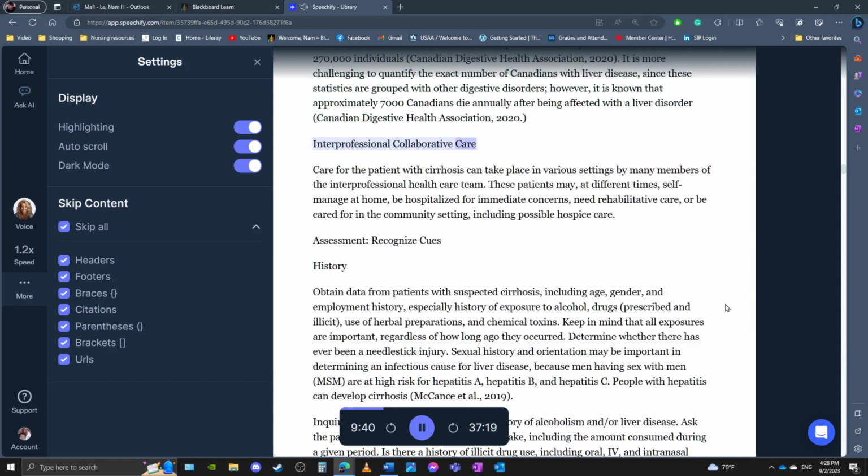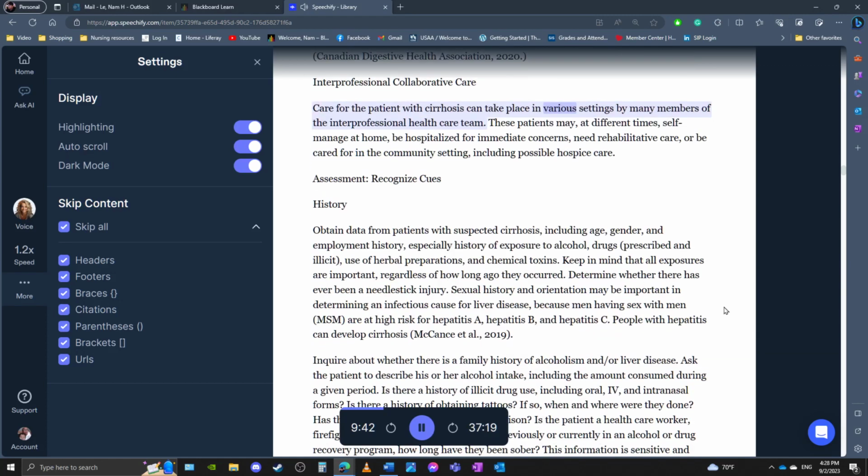Interprofessional collaborative care. Care for the patient with cirrhosis can take place in various settings by many members of the interprofessional healthcare team. These patients may, at different times, self-manage at home, be hospitalized for immediate concerns, need rehabilitative care, or be cared for in the community setting, including possible hospice care.